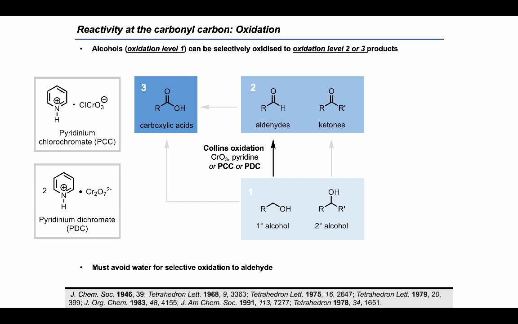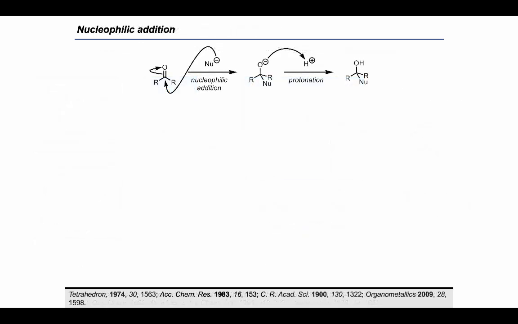However, a major disadvantage of all these reactions is their use of highly toxic chromium-6 reagents. Safer, milder, and more environmentally friendly methods for carbonyl oxidation have therefore been developed. Examples include the use of hypervalent iodine reagents, as in the Dess-Martin oxidation, or activated dimethyl sulfoxide, as in the Swern oxidation. Let's now look at the mechanism of nucleophilic addition to aldehydes and ketones.